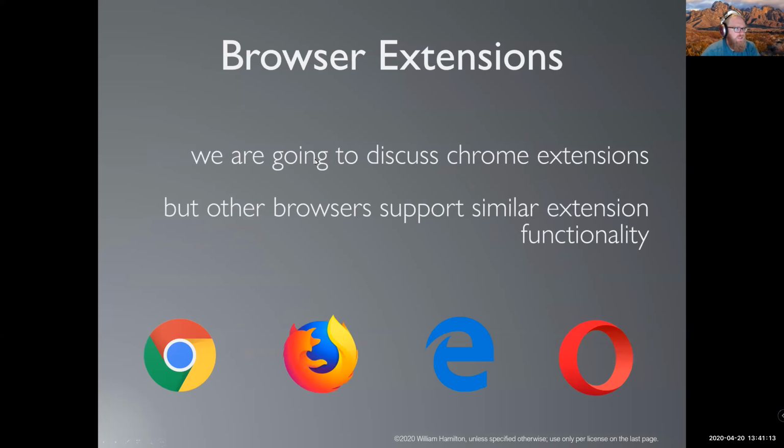Today we're going to discuss Chrome extensions in particular. All the examples we're going to show are from Chrome extensions, but other browsers also support extensions. Particularly Firefox supports their own flavor of extensions. I believe Edge and Opera actually support Chrome extensions now, so you can run extensions made for Chrome on those browsers as well, I believe. And they're going to have a similar type of functionality.